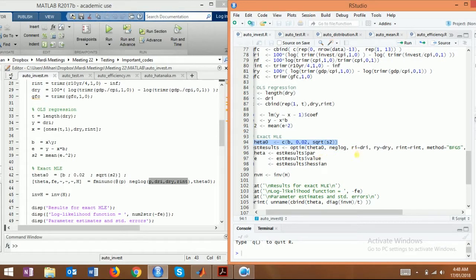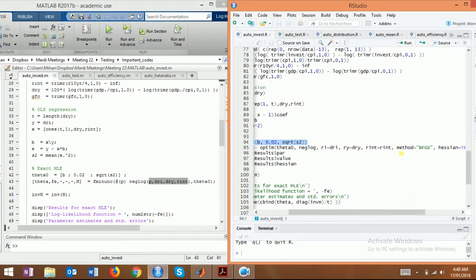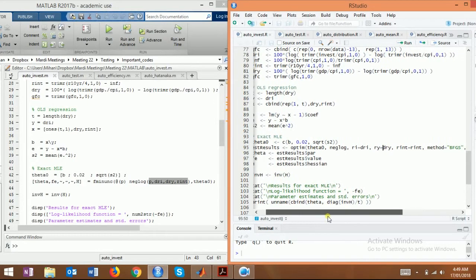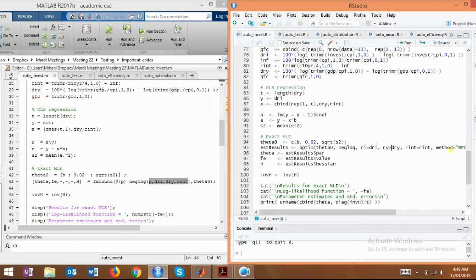Then neg log, then ri equals dri, ry equals dry, rint equals rint. This is how the data will be presented, where the data will be saved actually. Method BFGS, Hessian true. We also want the system to give us the Hessian. And the inverse of the Hessian is simply the inverse of the Hessian. There's no tricks there. So theta is in par.